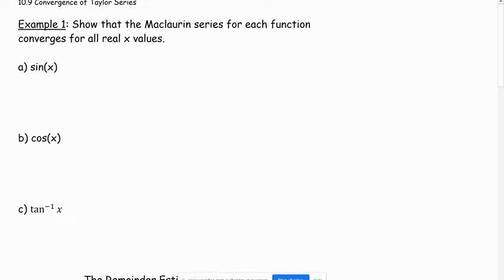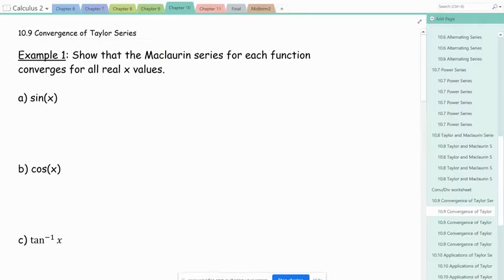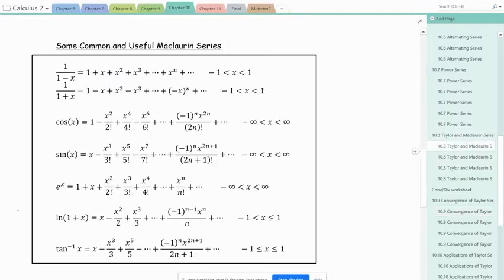So in the last lesson, we saw this table, which I'll pull up here. We saw this table of common and useful Maclaurin series, and we said, for example, that the Maclaurin series for cosine works for all values of x, which is incredibly powerful because that means we can use this series for cosine no matter what x value we're using. Whereas some of the series are a little bit more restrictive. This series only converges when x is between -1 and 1. This one only converges when x is between -1 and 1, and so on. So some of them work for all real numbers, whereas others are restricted.